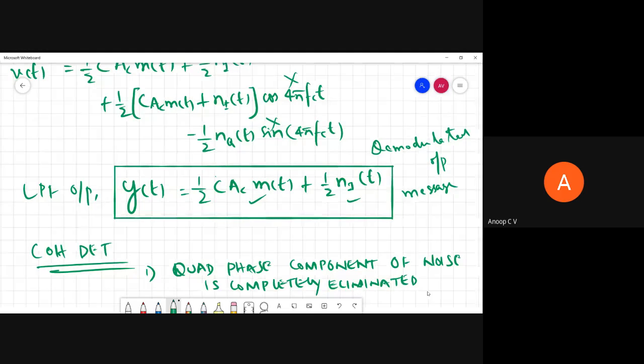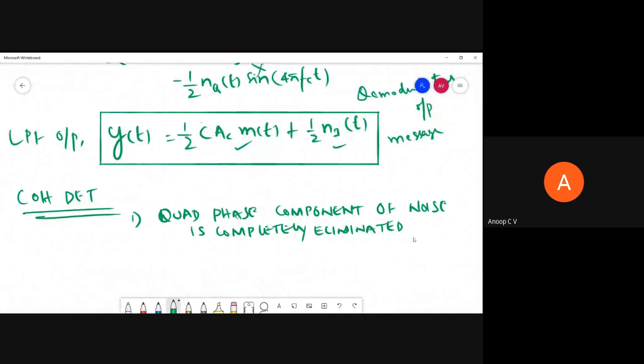you can see this in phase component is additively tampering with the demodulated signal. It's not getting multiplied. If it was getting multiplied or something like that, it would have been difficult. As it is additive, it's easy for us.